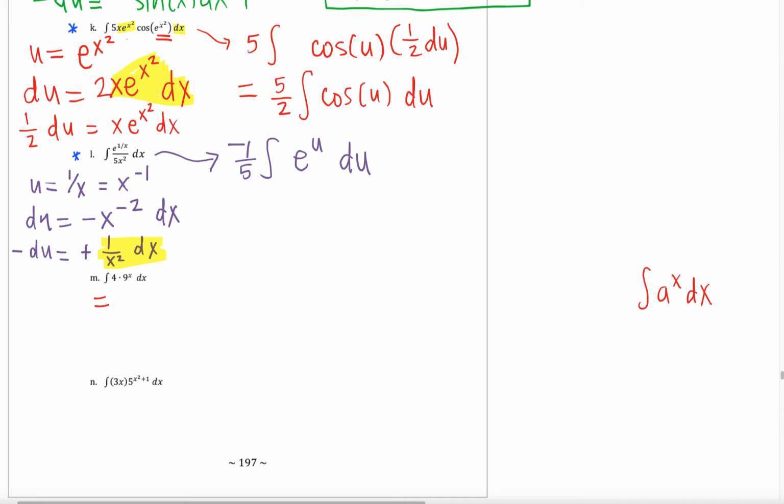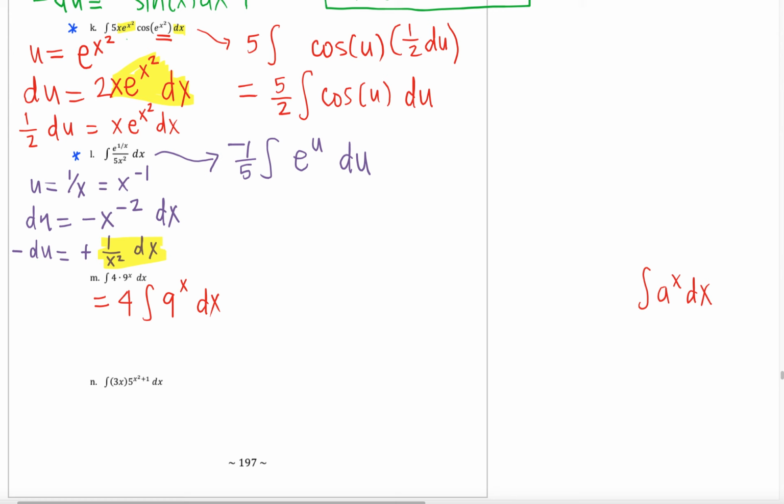What we can go ahead and do in this problem is take out that coefficient of the 4. The reason the 4 is the coefficient is because it doesn't have an exponent on it. I could not take out the 9, because that 9 to the x is a whole function, and the x is that exponent, and that can't come apart from the 9. So I'll get 4 times the integral of 9 to the x dx.